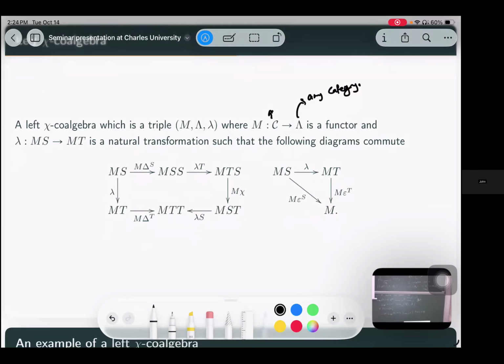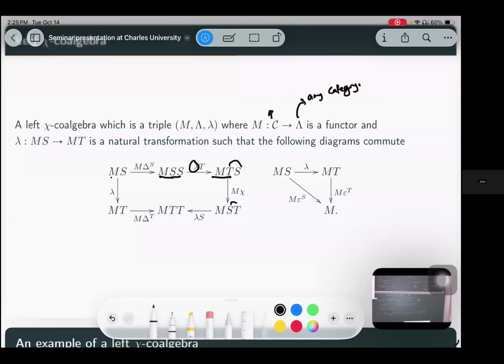We have M to be a functor from C to any category. We have lambda to be a natural transformation. And we have that the following diagrams must commute. So here we have the M on the left side of the functors, and here we have S going to SS. We apply the co-product, and then we apply lambda on this guy, and then here we apply chi on these two guys, and then we apply lambda again.